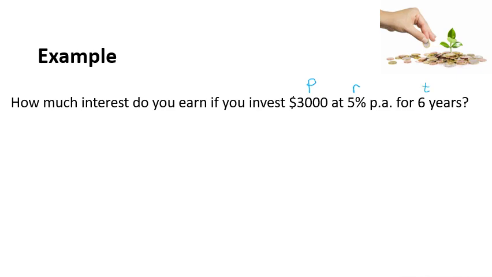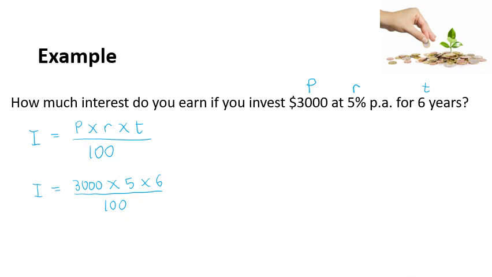Next, I need to write out the formula, so it's I equals P times R times T divided by 100. Next, I just substitute in the values. So I've labelled the P is 3,000, the R is 5, and the T is 6. Divide by 100. I just put that in my calculator and it equals $900. So the interest is 900.